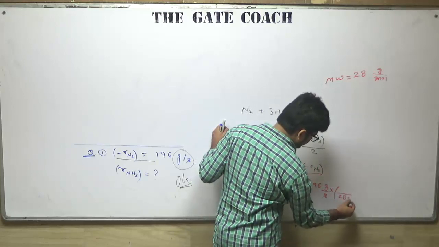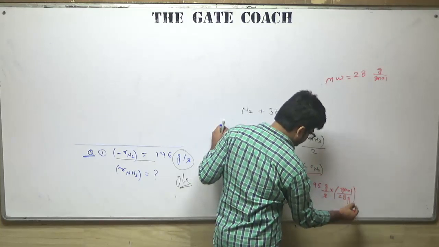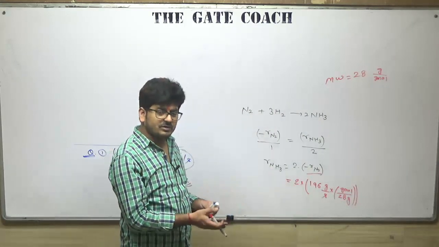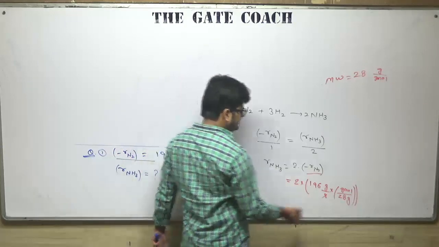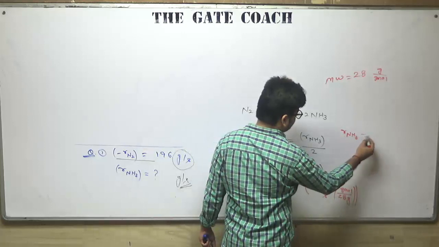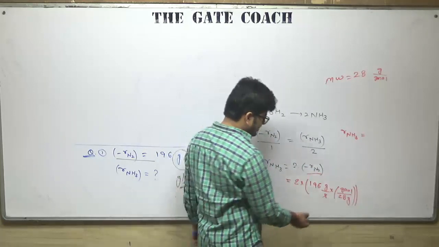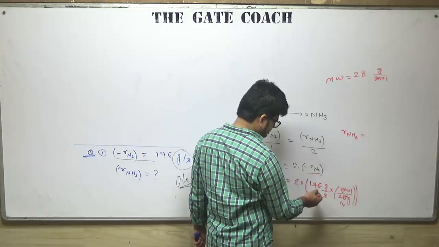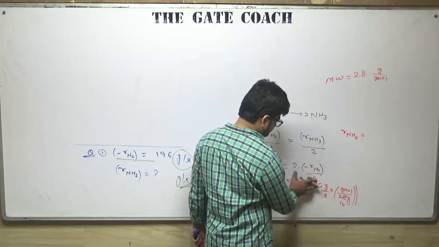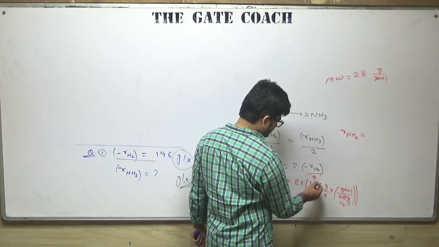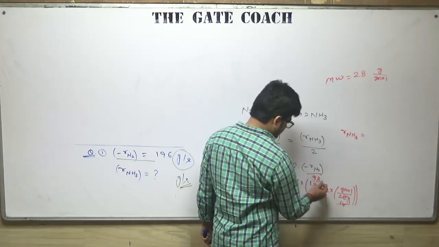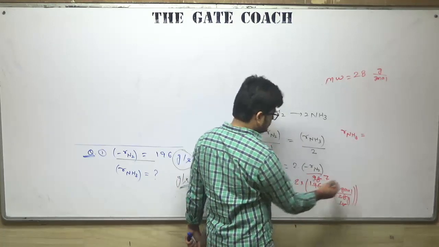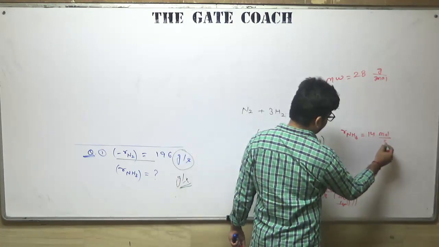So it will be 28 gram by gram mole. So now this entire thing is converted into molar units. So this relation is valid. You will get the rate of formation of ammonia as 14 mole per second.